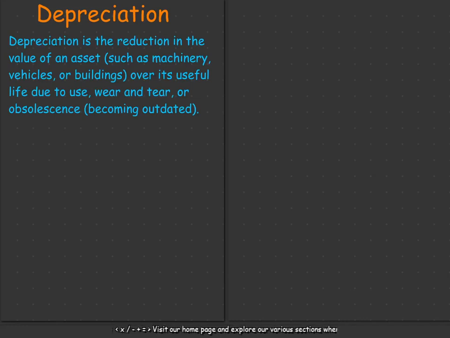So as you can see on your screen, when you say a machinery, vehicle, or building has undergone depreciation, we say depreciation is the reduction in the value of an asset over its useful life due to use. So as you continue to use the thing, if you want to sell it after you have used it, its price wouldn't be as much as you went to buy it. Wear and tear. So as you are using it, some parts are wearing and tearing off. They all contribute to its reduction in value, or obsolescence.